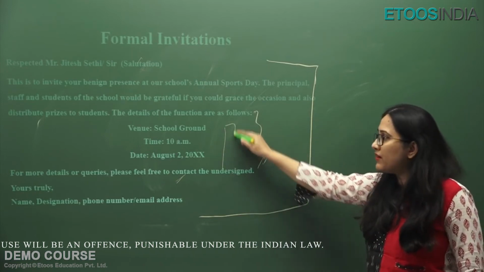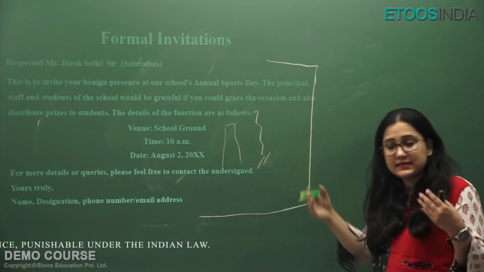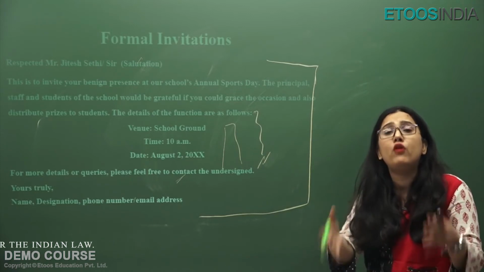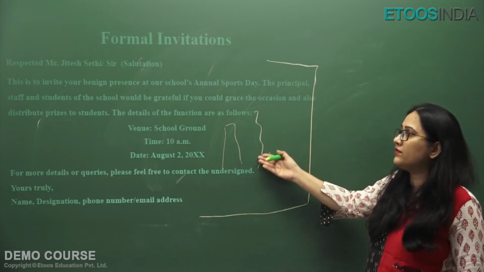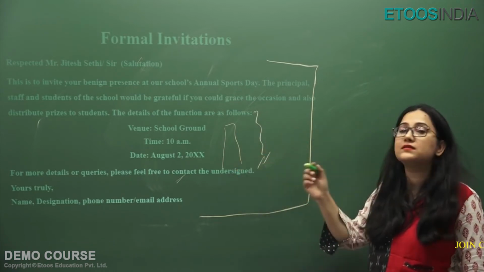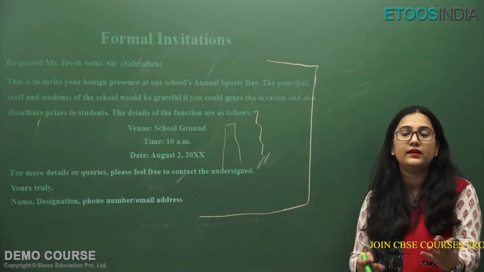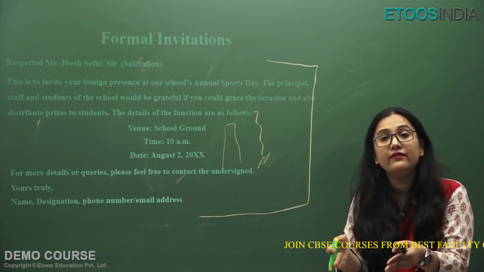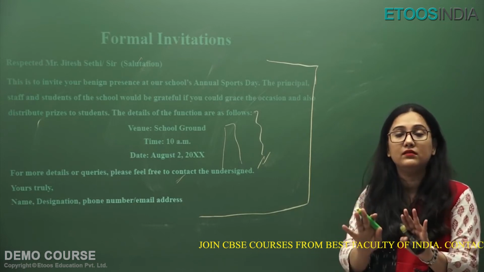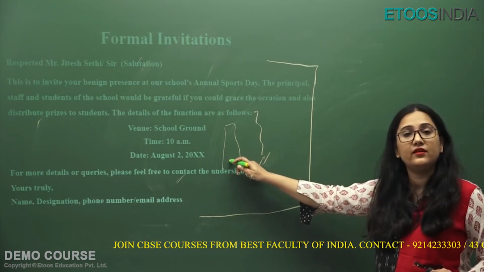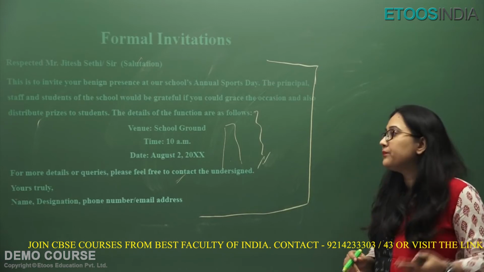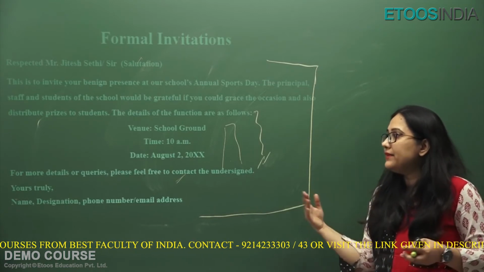This is my preference when I see a formal letter or formal card, that the details of the function are as follows, because the person who's reading that letter can see exactly when he has to be there. In the center line, the details are given. It's easier for the reader. So venue, time, date are given.